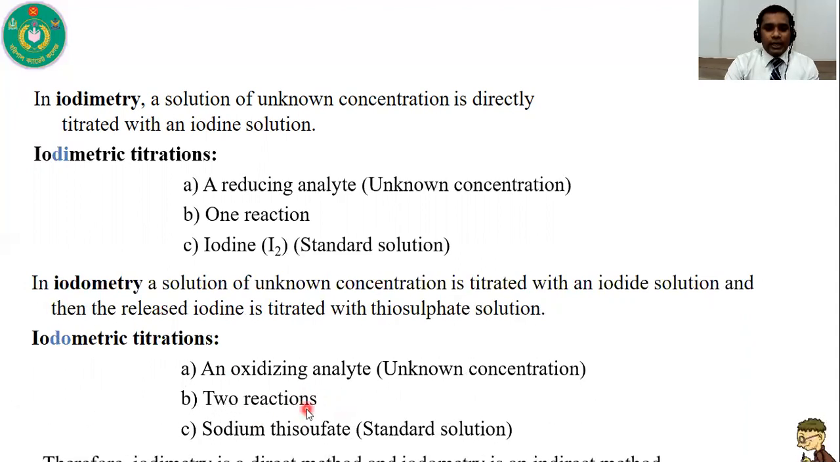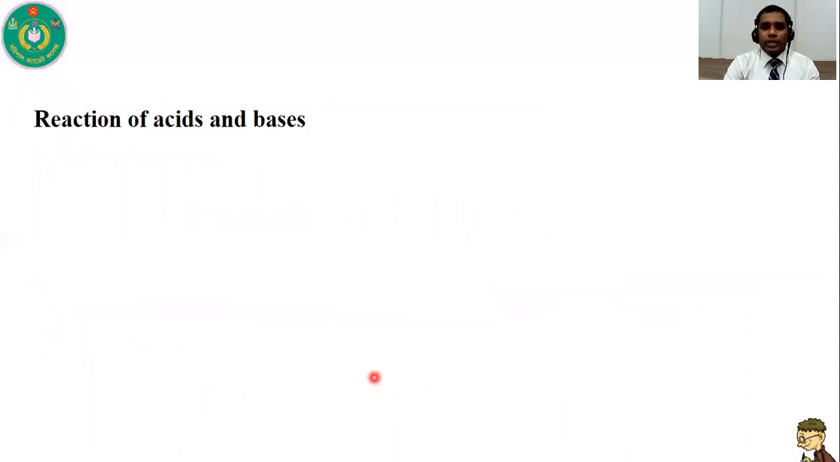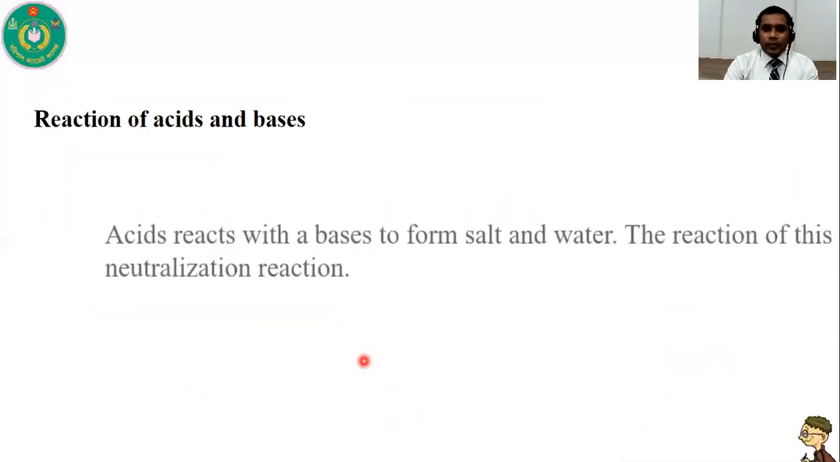So therefore we can say that iodimetry is a direct method and iodometry is an indirect method to find out the concentration of an unknown solution. Now, reaction of acids and bases.